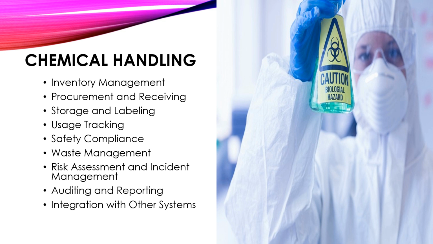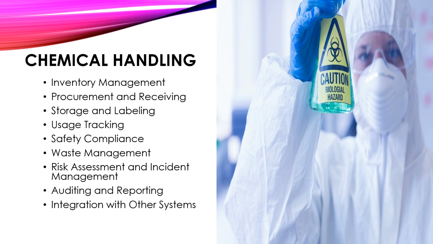It tracks orders, deliveries, and invoices, ensuring that chemicals are obtained from approved suppliers and meet quality standards. Storage and labeling. A laboratory management system provides guidelines for proper chemical storage based on compatibility and safety requirements. It facilitates the labeling of chemical containers with essential information such as hazard warnings, handling instructions, and storage conditions.